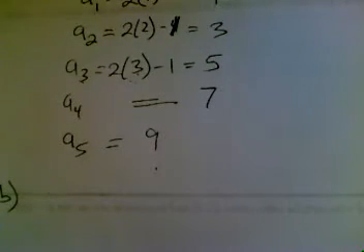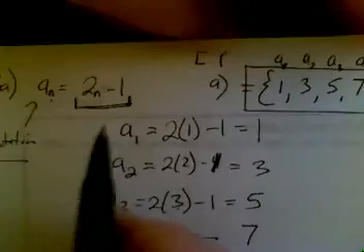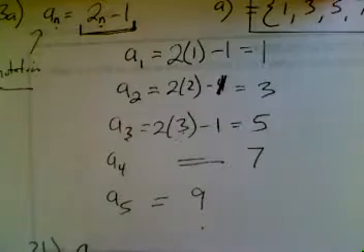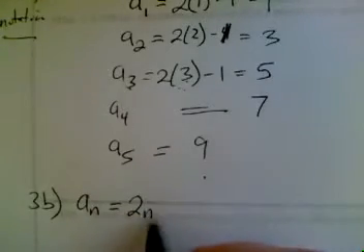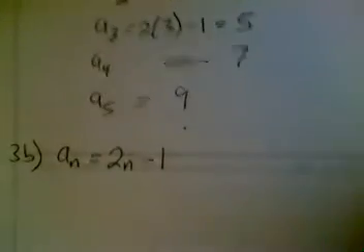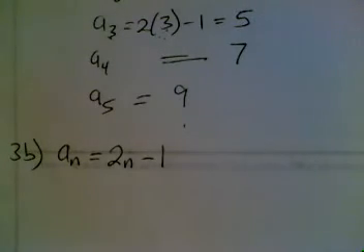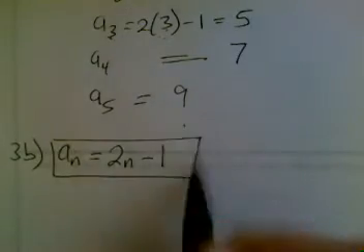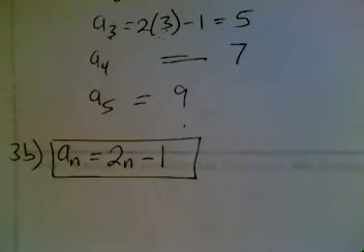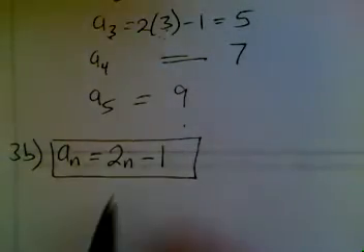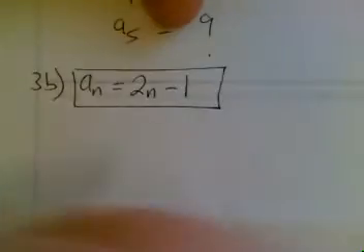3B asks us, what is the nth term of the sequence? Well, this one's kind of obvious. This is the nth term: a sub n is equal to 2n minus 1. If I plug in any number n for the nth term, I'm going to get that particular number, okay? Again, keep this in mind. This is the nth term.